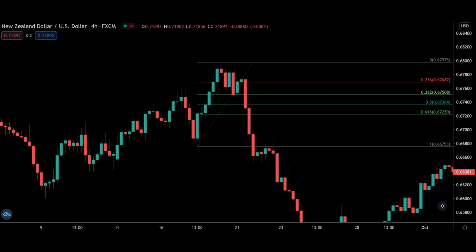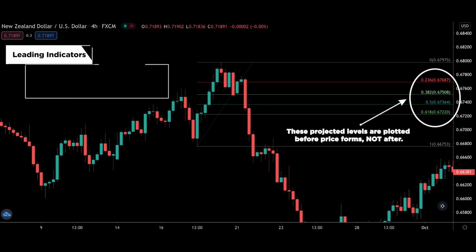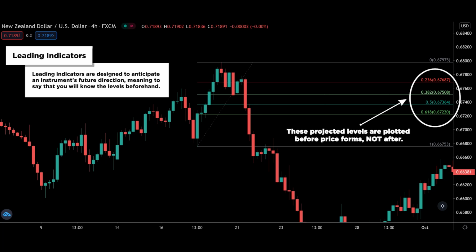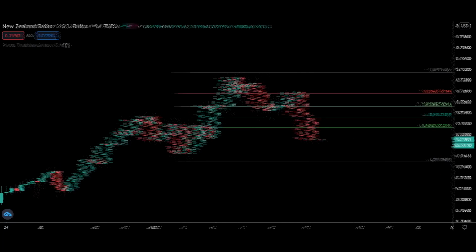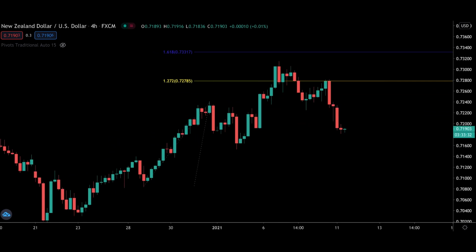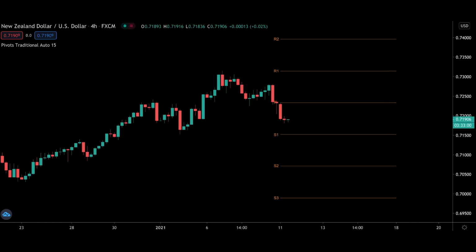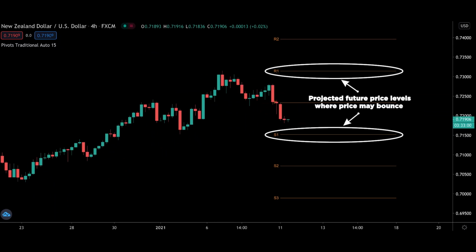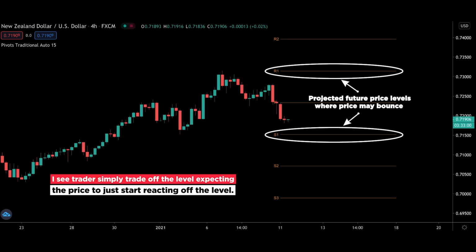Now, just in case you do not yet know what leading indicators are, leading indicators are designed to anticipate an instrument's future direction, meaning to say that you will know the levels beforehand. Some of the common leading indicators include the Fibonacci retracement, Fibonacci extension, and pivot points. As you can see from these indicators, they project a future price level you want to pay attention to. And time and again, I see a trader simply trade off the level, expecting the price to just start reacting off the level. That's not the correct way to do it, and I'll explain more shortly, so keep watching.